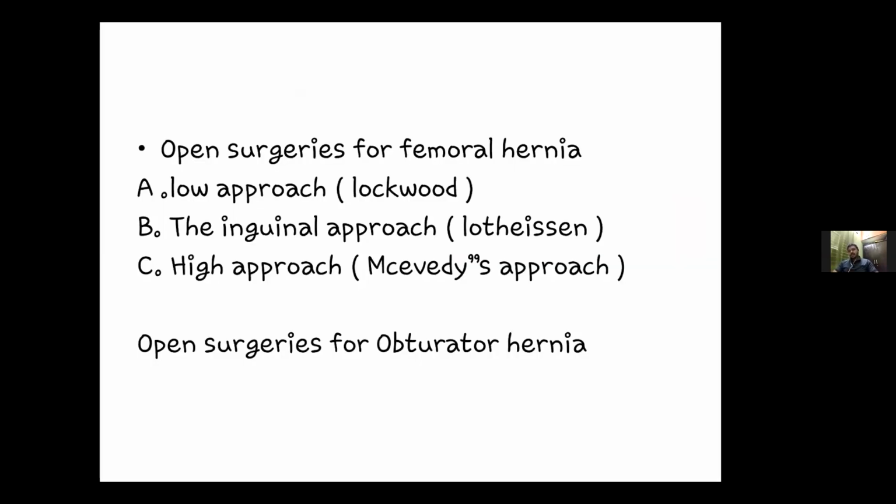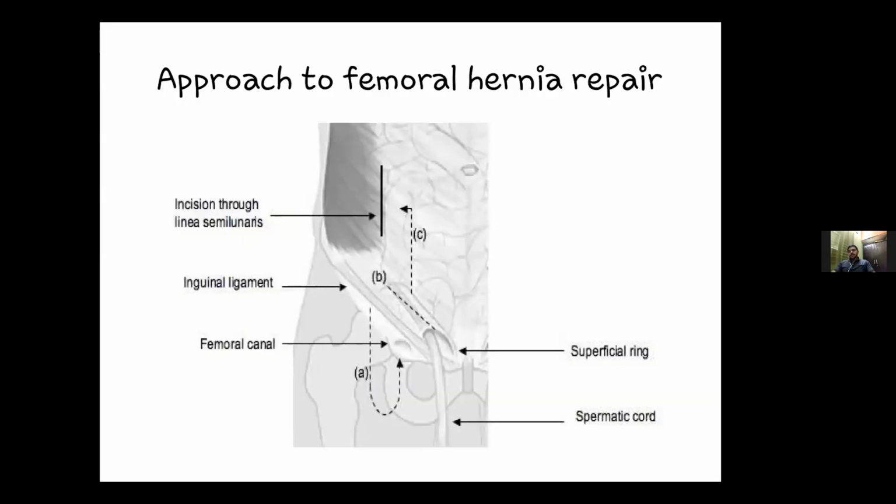So next comes the open surgeries for femoral hernia. This diagram illustrates three techniques that I will be mentioning now. I will start with A, that is the infrainguinal approach for femoral hernia. By the way, a femoral hernia always requires surgical management. Conservative management is of no use, because the complication rates of most femoral hernias are very high. So it is always managed surgically.